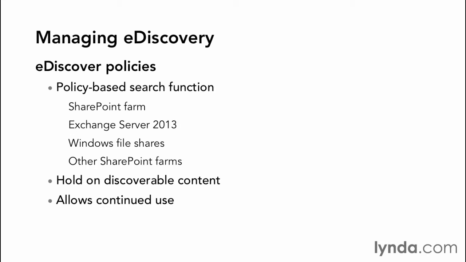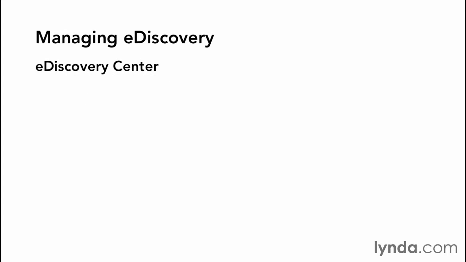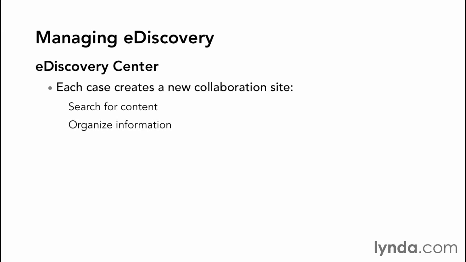As well as policies, you have an eDiscovery Center, where a user will create an eDiscovery case. A case begins when there's been a request or a potential request for evidence. When a new case is created in the eDiscovery Center, a new site is set up for it, a new team site, a new collaboration site. From that site, you can search for content, organize your information, apply holds on content that's discovered, and finally package up or export that content.